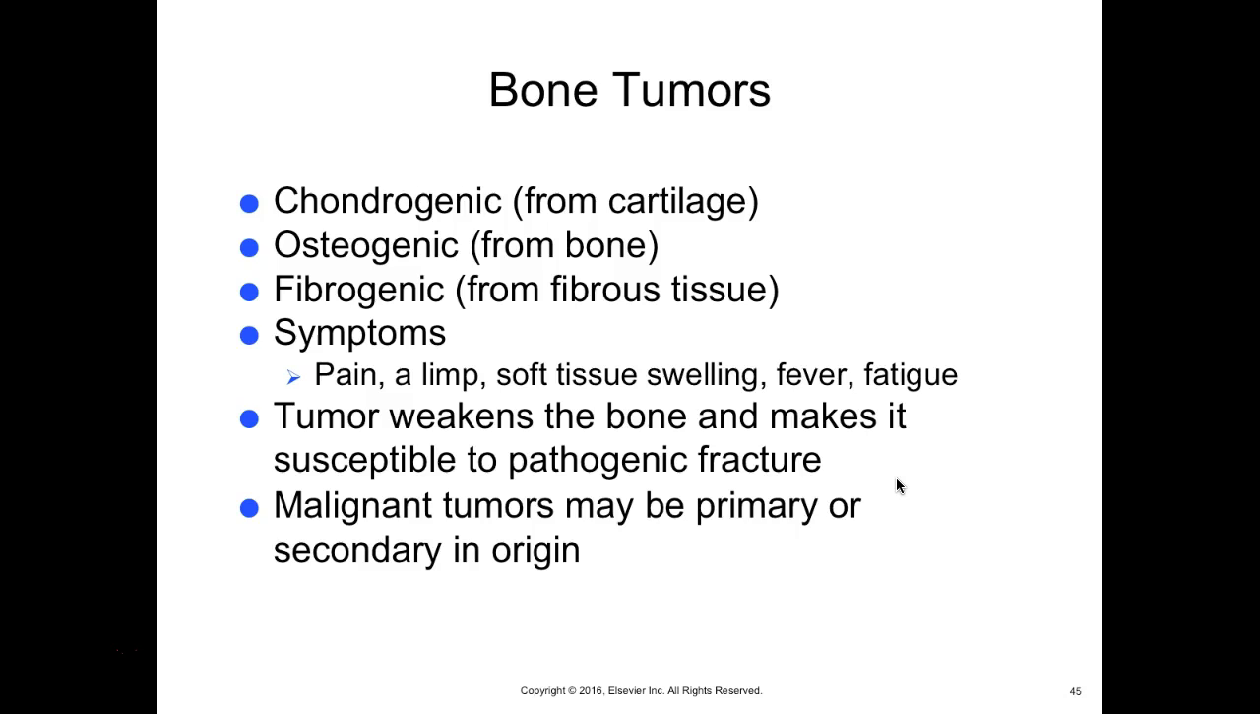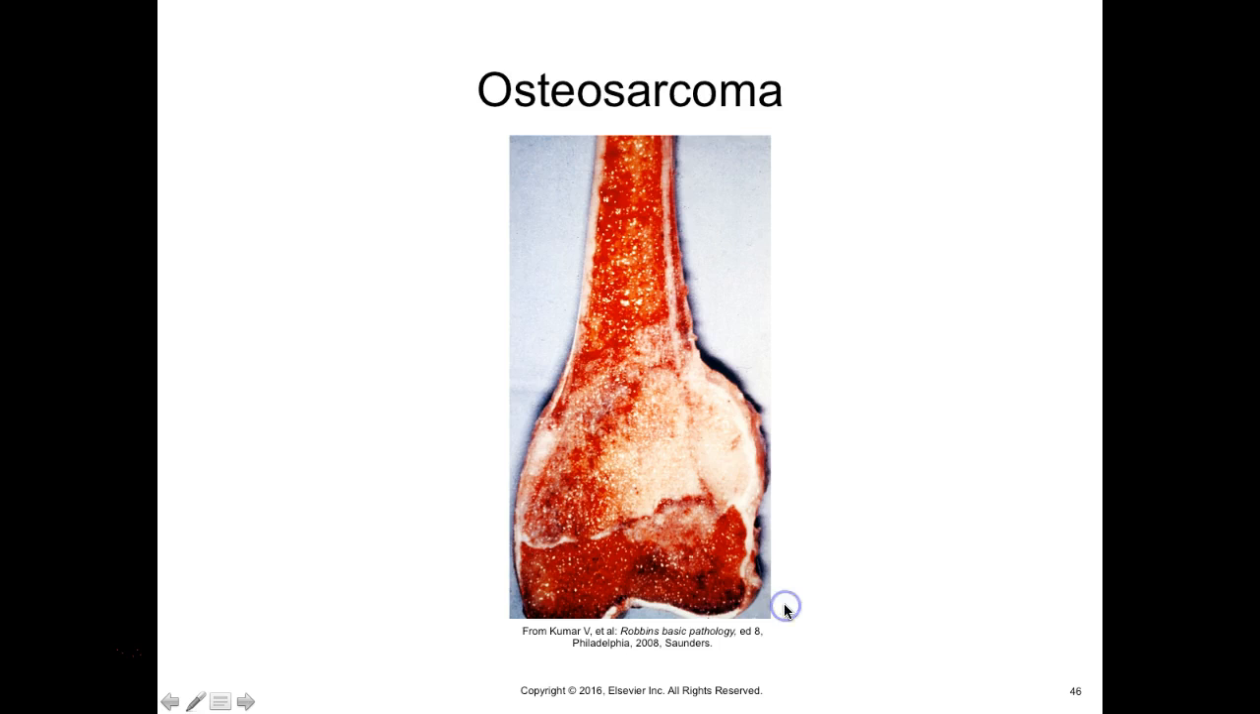The tumor weakens the bone and then makes it susceptible to, you can call it pathogenic or pathologic fracture. That's where, because the tumor develops the weakening in the bone, when the person bears weight, it snaps. So malignant tumors may be primary or secondary in origin, which means primary, they originate there, secondary, metastases from somewhere else. So here we can see an osteosarcoma. All right, definitely not normal looking.